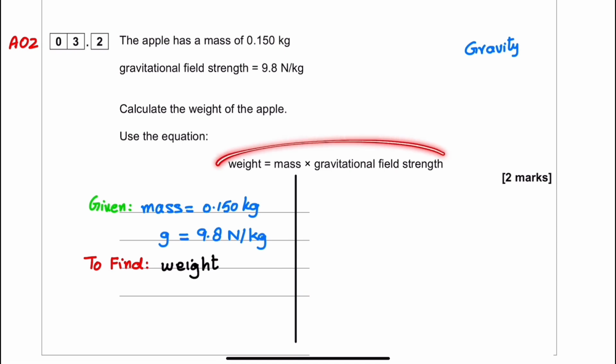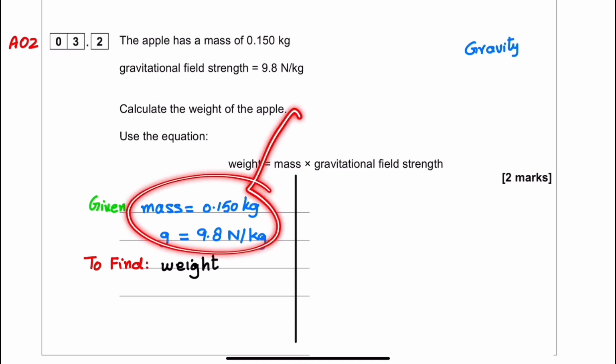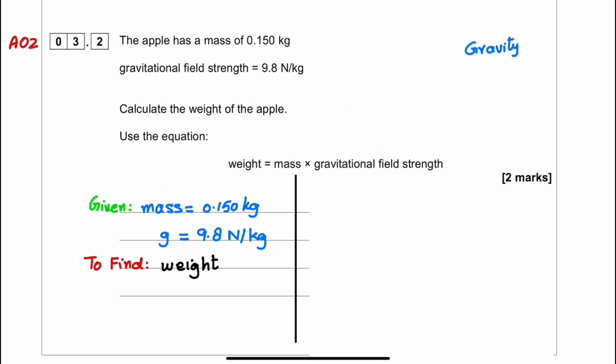The equation is already given here. The mass is given, that is 0.150 kilograms. The value of g is already given here, 9.8 Newton per kilogram. We need to find the weight. We need to substitute both the values here for the mass and for the gravitational field. We need to use the calculator to find the weight of the apple. Let's see the model answer.